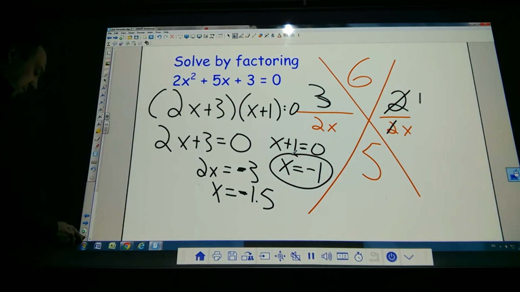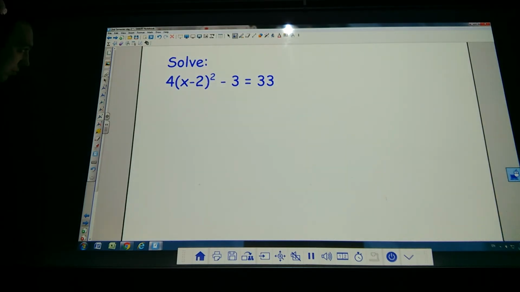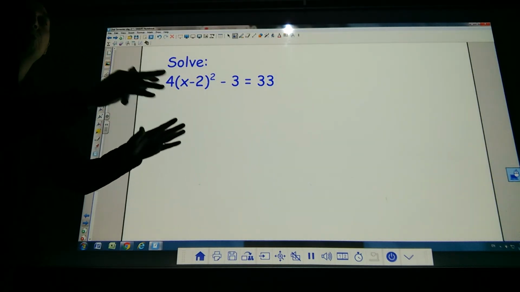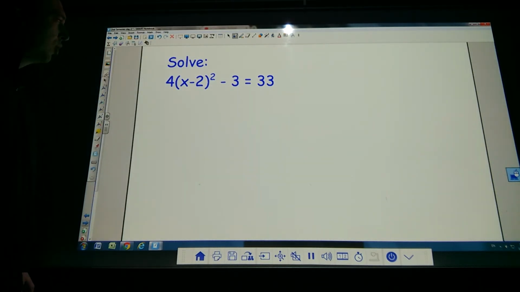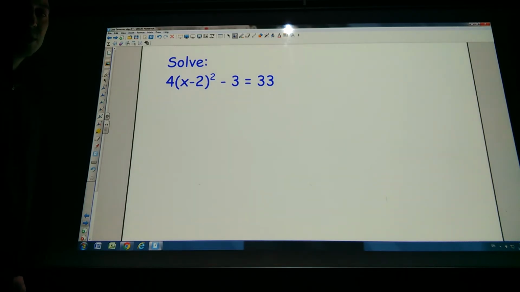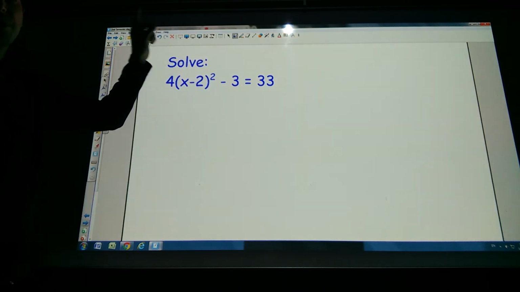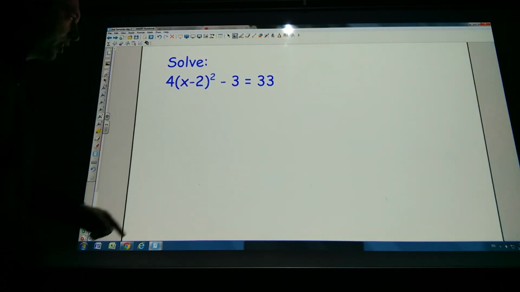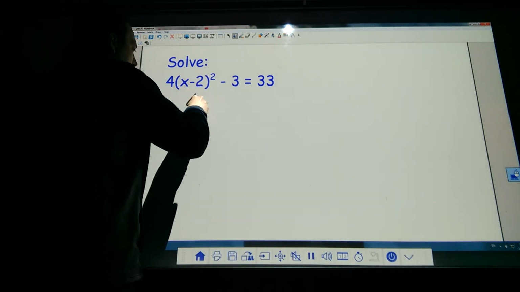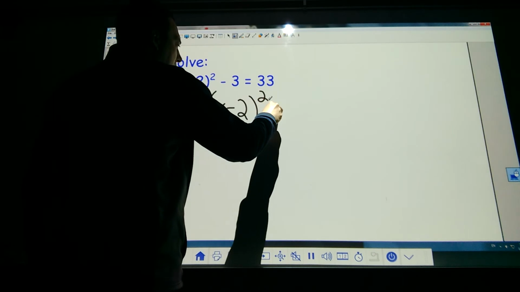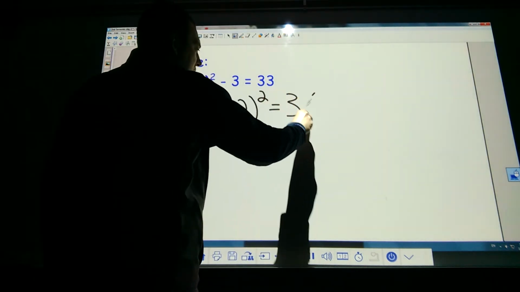Last one. Whew! We're going to do the same idea. We need to move numbers over by doing the opposite. What do we need to get rid of first? It just takes practice. I need to get rid of the negative 3 first. So I'm going to add 3. That's going to be 4 times x minus 2 squared equals, add 3, 36.